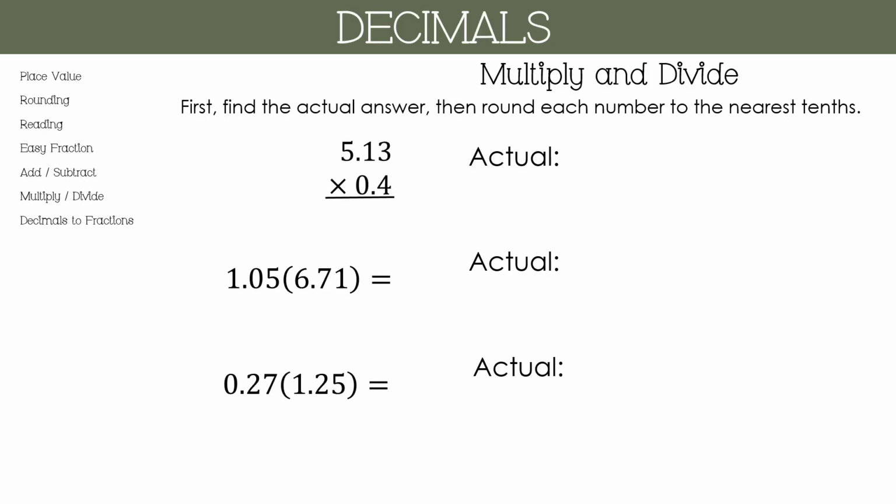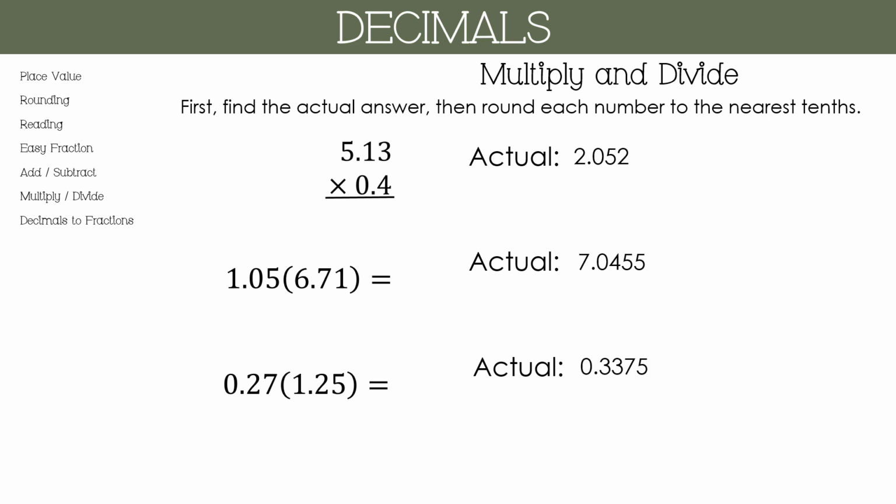First, we're going to find the actual answer. Then, we're going to round each number or answer to the nearest tenths. So on your calculator, take 5.13 times 0.4, or 5 13/100ths times 4 tenths. You should get 2 and 52 thousandths. Try the next one. Is this what you get? 7.0455? Cool. What about the last one?